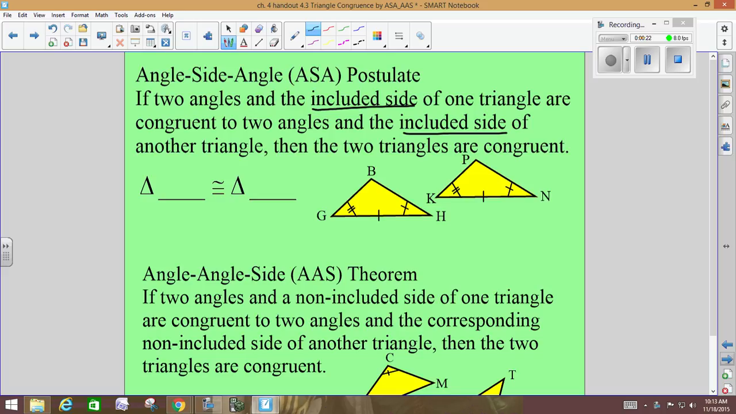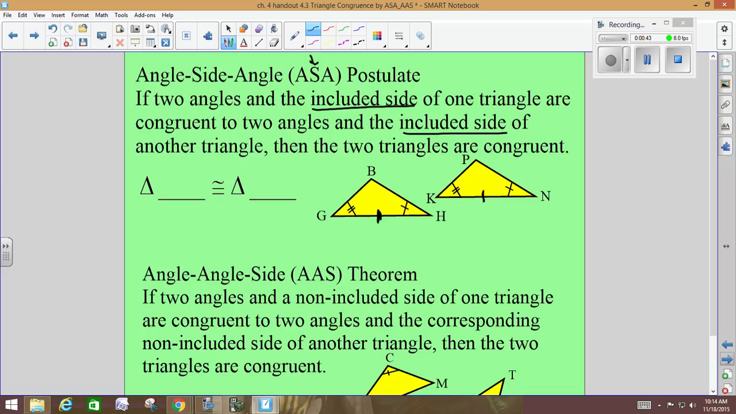So on our picture, angle G is congruent to angle K, angle H is congruent to angle N, and then they have GH congruent to KN. This side that's marked congruent is between the two angles that are marked congruent. Notice how in your angle, side, angle, the S, the word side, is between the two angles.